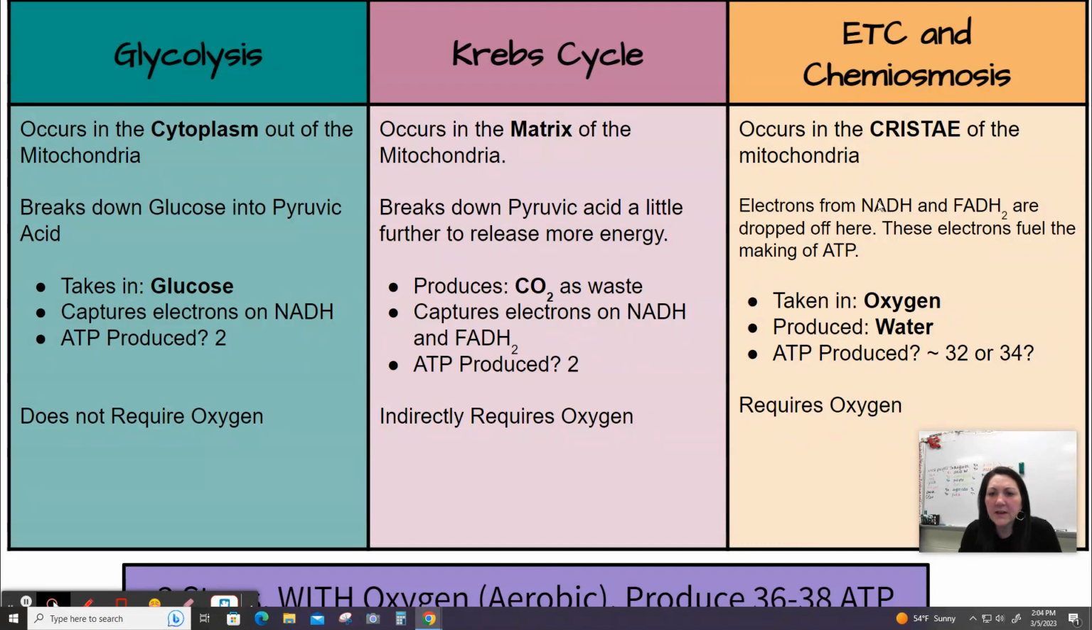The other thing you're going to recycle is NAD plus and FAD, which will be recycled back to glycolysis and the Krebs cycle. So this is the aerobic pathway of cellular respiration. It's kind of complicated, but it will net us somewhere between 36 and 38 ATP overall, which is a good amount of ATP for our cells.